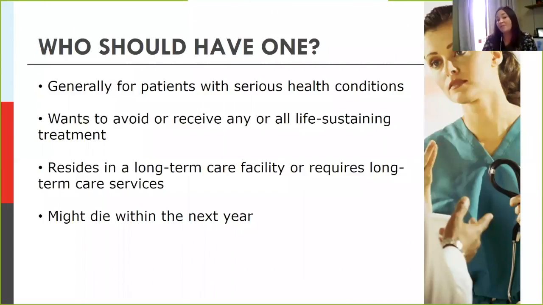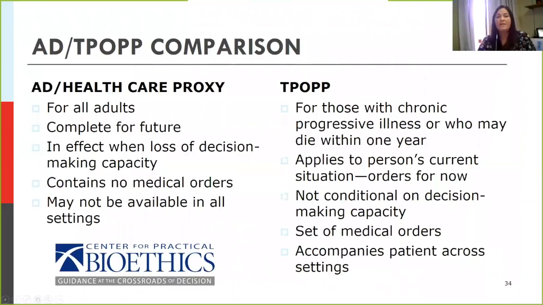And often it's for people who reside in long-term care facilities or who require long-term care services. And it's likely, I think, the judgment for someone who should have this particular document, they might die within the next year. So if we're comparing the TPOPP with advanced directives, why are they different? I mentioned a few of these points. The advanced directives, healthcare proxy, that's for all of us, for everyone, regardless of where you are in an illness process. Again, thinking back to that advanced care planning chart, we should start with documenting our wishes while we're healthy, right? We're completing this for the future.